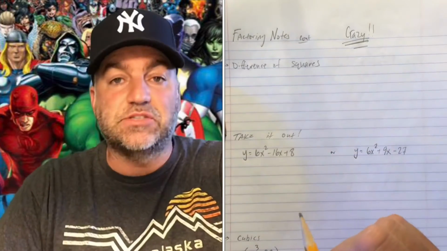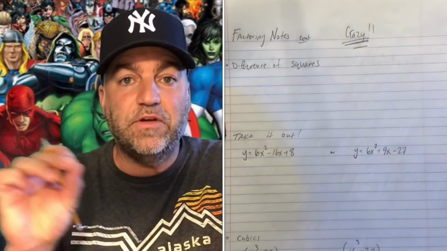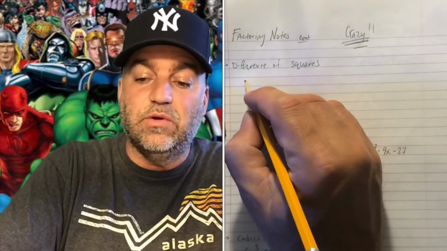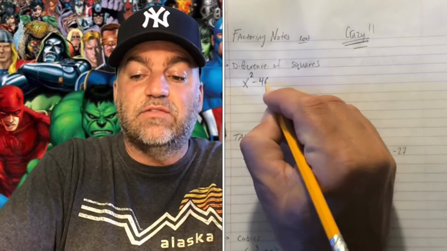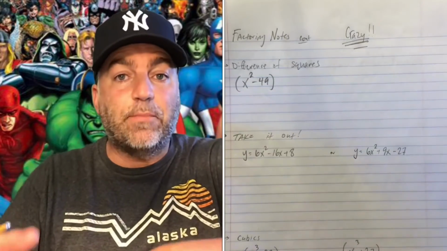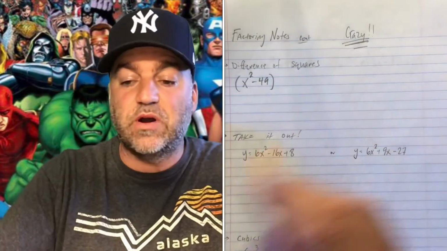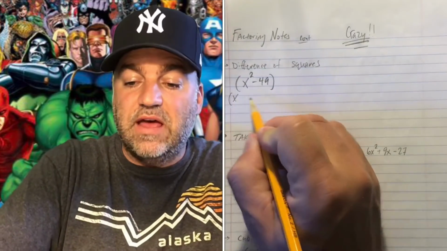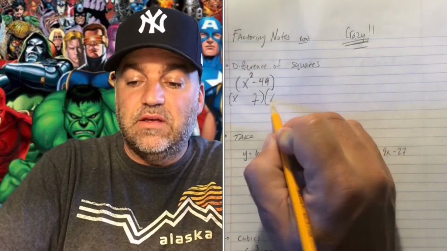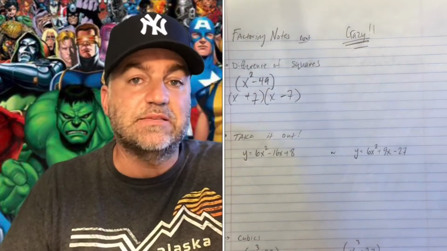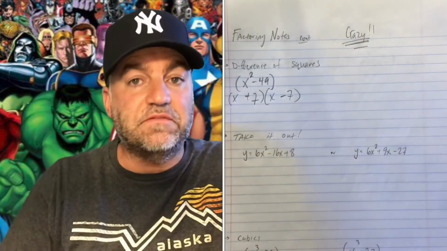So difference of squares. It has to be perfect square roots with a minus in between, right? So let's say x squared minus 49. Now that's a perfect square and a perfect square, so we have x and 7, x and 7. One has to be plus and one has to be minus, and that's called a difference of squares.